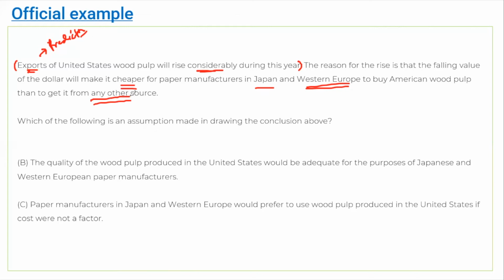Now, what am I thinking? So the author has based his prediction that exports will rise, or we can talk about that as sales, right? It's basically sales of the US. So the sales of the US will rise based on the fact that the product has become cheaper. Now I'm thinking, when I buy something, right? Yeah, price is one factor, but is price the only factor? No, right?